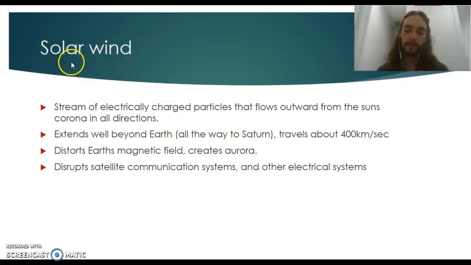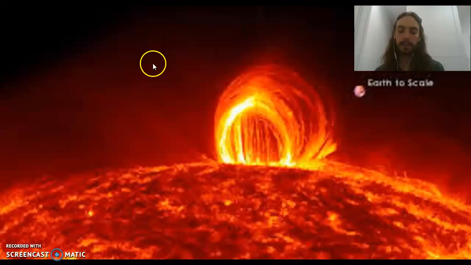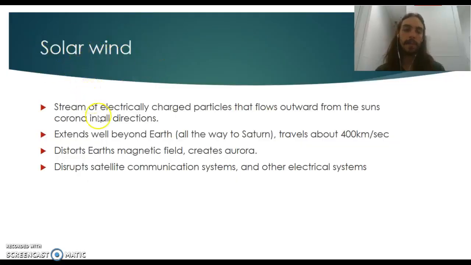So the last solar activity thing that we're going to talk about is solar wind. Essentially, solar wind is just a stream of electrically charged particles that flows outwards from the sun's corona in all directions. So you saw that with the eclipse. It just kind of goes out like that. It extends well beyond Earth. It extends all the way to Saturn. And it travels about 400 kilometers per second, which is amazingly fast.